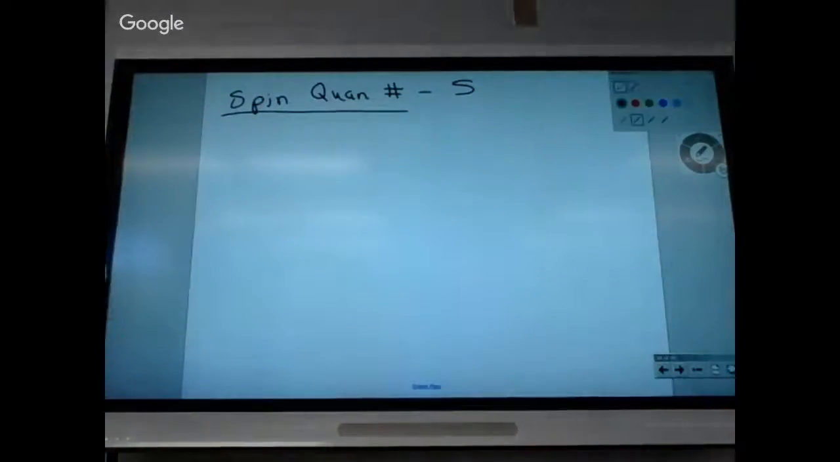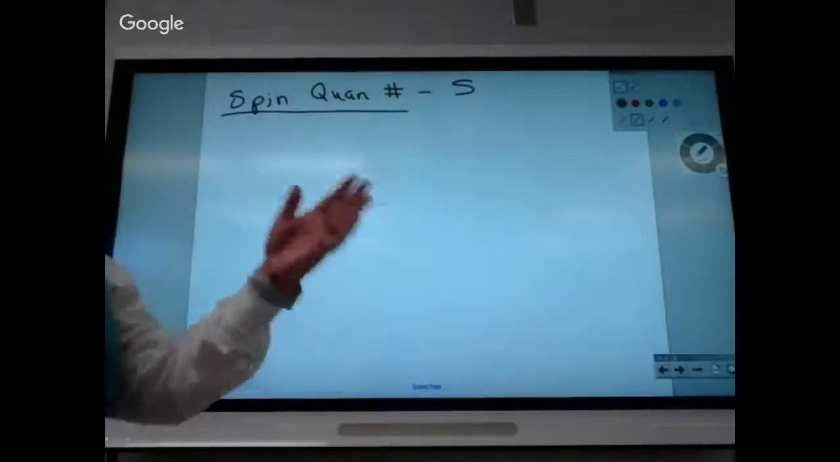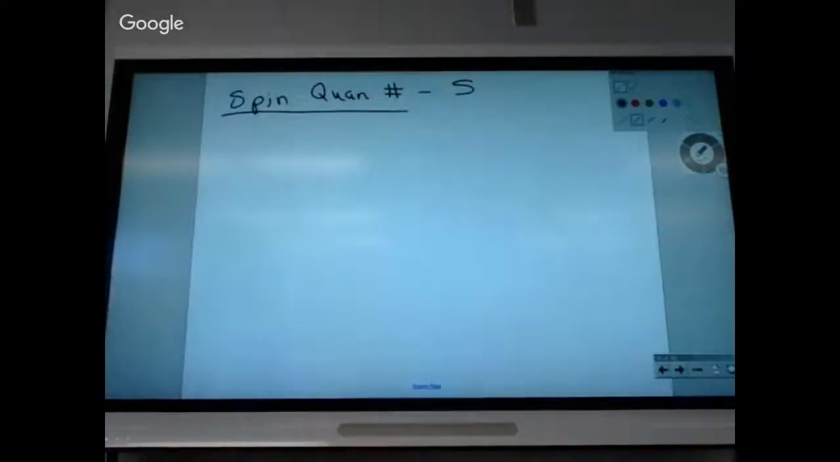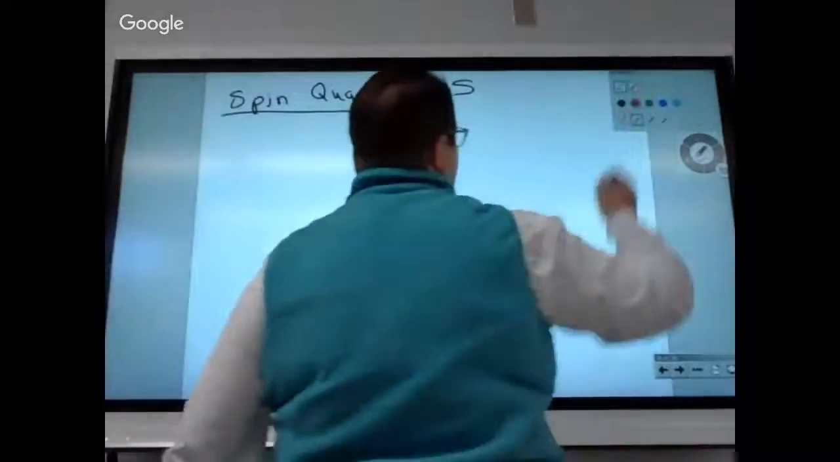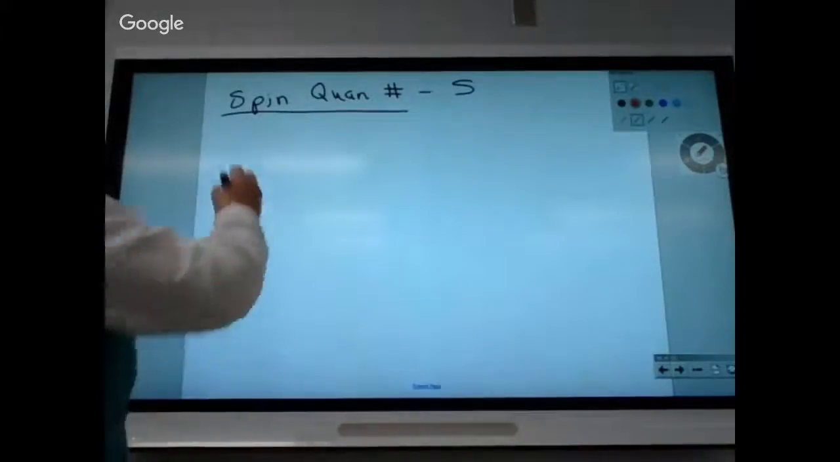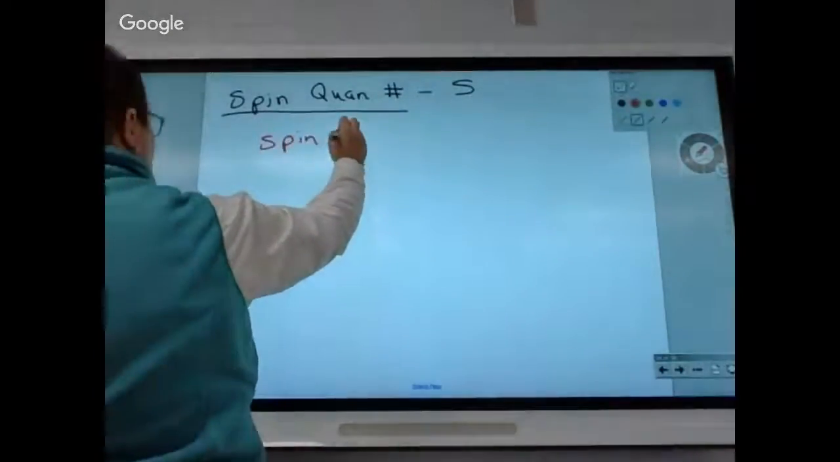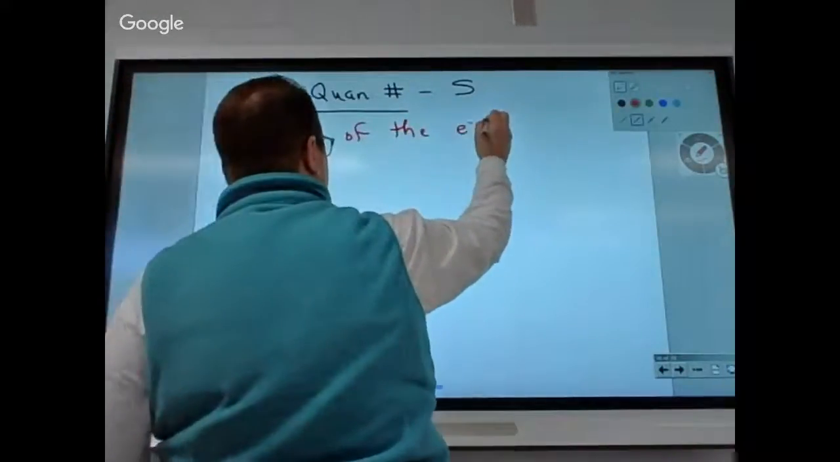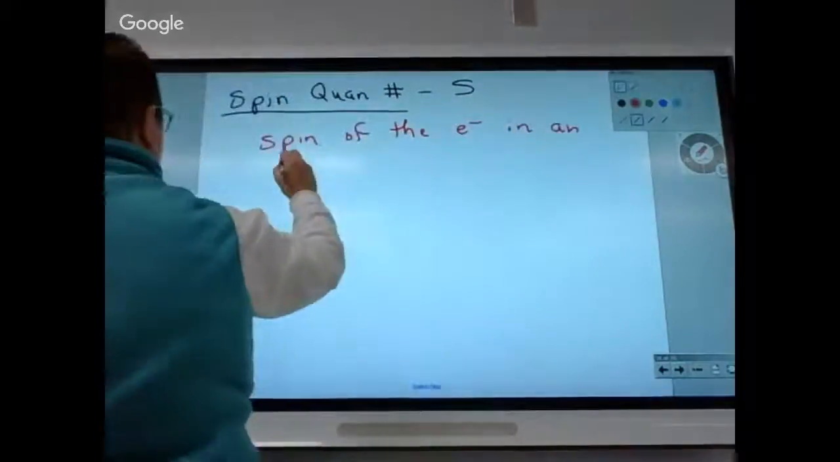The spin quantum number, S. Now, the downside to the spin quantum number is its symbol. Because its symbol is S, and where else have we seen S? In the sublevels, right? So if it says S quantum number, it's talking about spin. If it says S sublevel, it's not talking about spin. Now, what do you think it tells us? How it spins. It tells us the spin of the electron in an orbital.